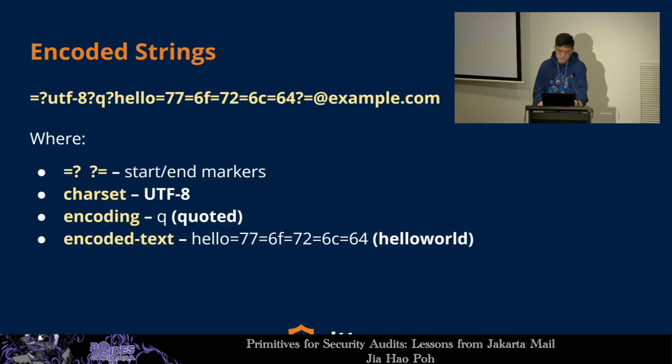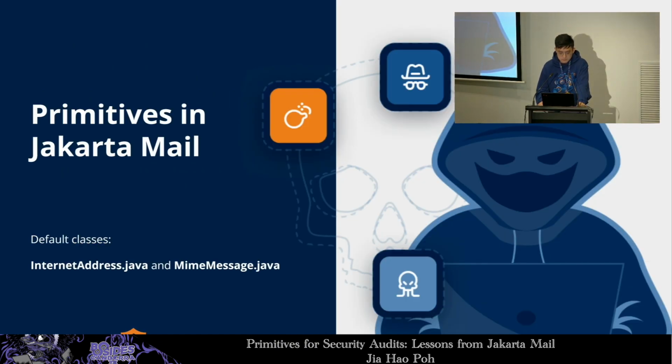So this led to a differential between what is saved as a user's email address by the application and the email address where the emails are actually being sent to. Keep this in mind as we'll look into this differential later. So that's a quick primer on encoded email strings. With all the background information covered, we can now move on to the primitives that I found in Jakarta Mail. The focus shall be on the InternetAddress and MimeMessage classes, which are shipped by default.